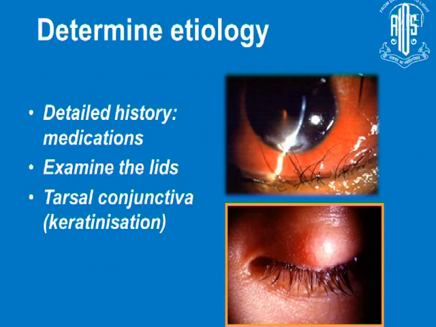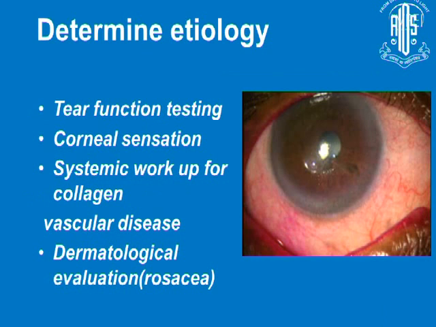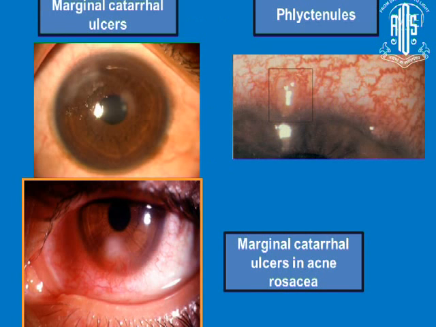You can have trichiatic eyelashes causing the erosion here and what looks like a sterile infiltrate in the cornea. Or you can have patients with meibomitis, blepharitis, and sterile infiltrates again in the cornea. So don't forget to ask for systemic history suggestive of rosacea. You would have another patient with dry eye like this. Marginal catarrhal ulcers, Phlyten, and a very angry red-looking eye with a sterile infiltrate in acne rosacea.